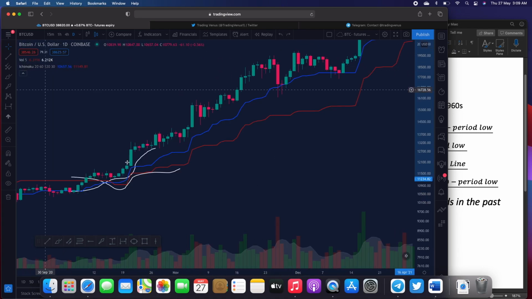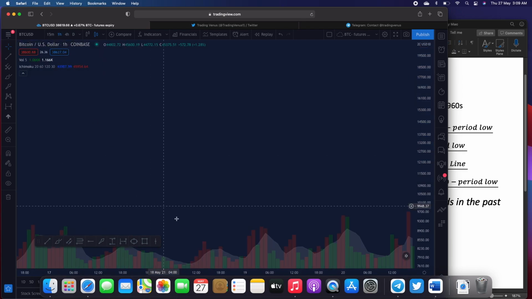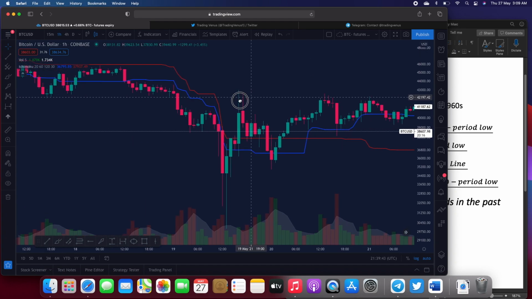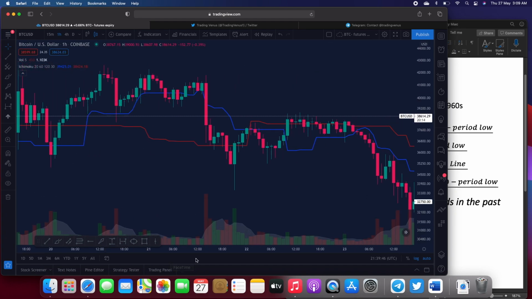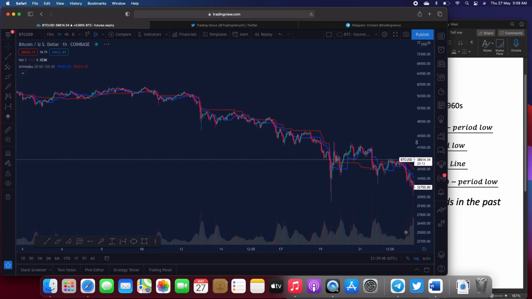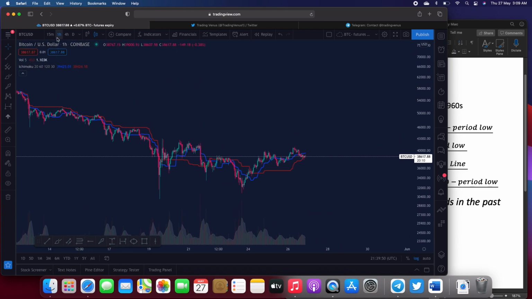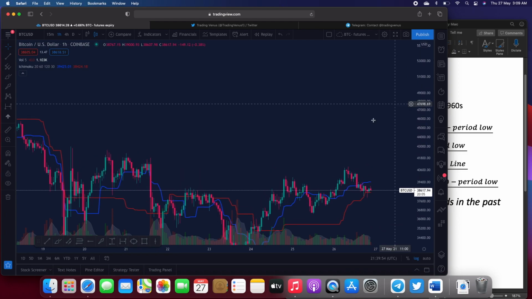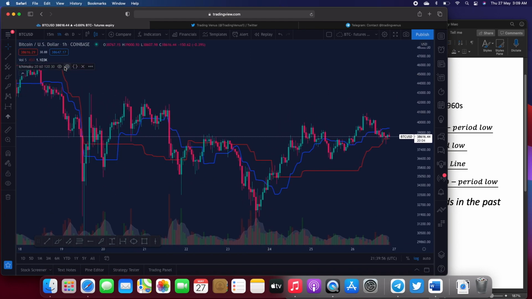Now on the 1 hour, we can see the same. It is a very useful indicator because we can use it in different time frames and it never fails to amuse us.